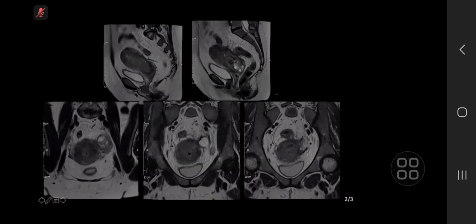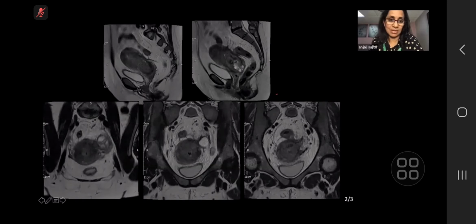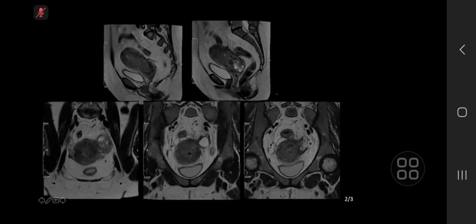Would you like to describe the MRI findings? I have given sagittal, these are the pre-contrast images. I've given only T2 images now. So next slide will be the post-contrast images. So describe the findings on these selected T2 images. Okay, so on these images, the uterine cavity appears to be distended and filled by an intermediate signal, mildly heterogeneous mass.